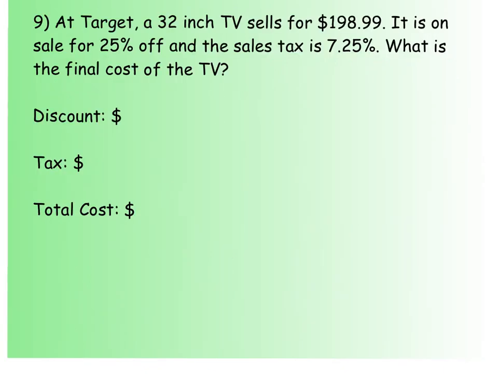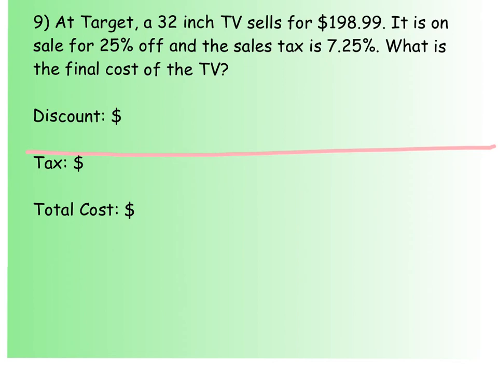Now, realistically, when you go to the store and there's something that's on sale, you also have to pay tax on it. So in this problem, we have to do two calculations. At Target, a 32-inch TV sells for $198.99. It is on sale for 25% off, and the sales tax is 7.25%. What is the final cost of the TV? How you want to think about this is as two separate problems. First, calculate the amount of the discount and subtract it from the dollar amount.